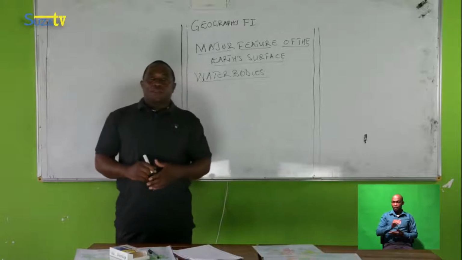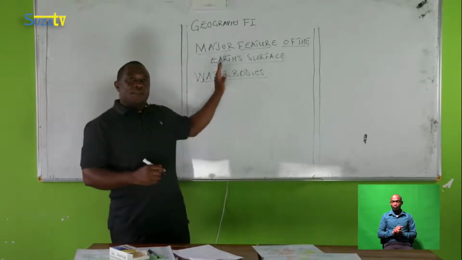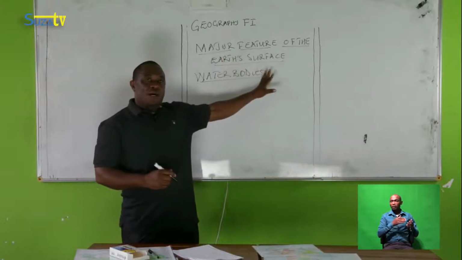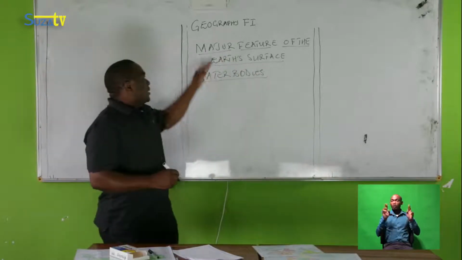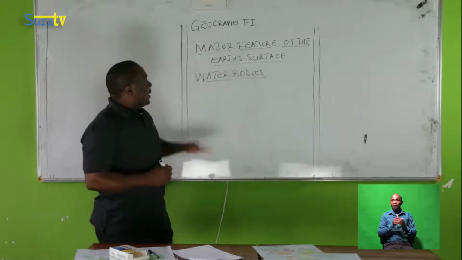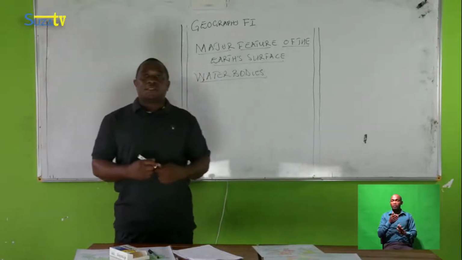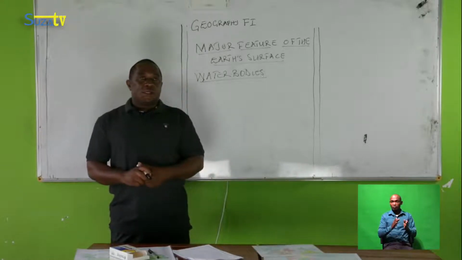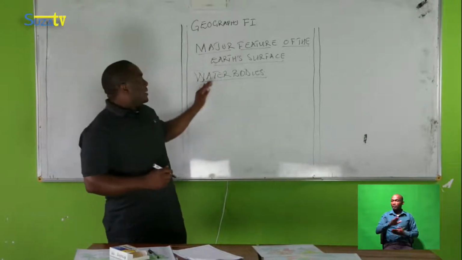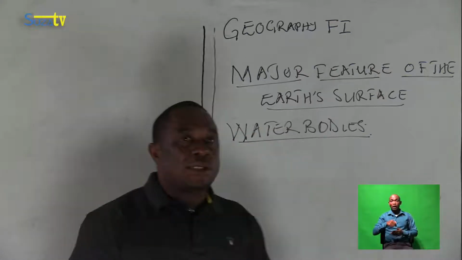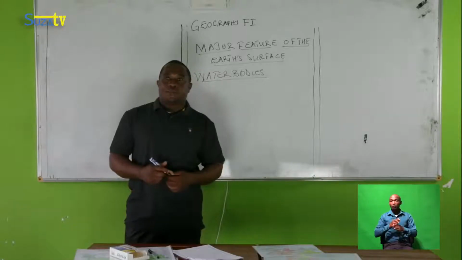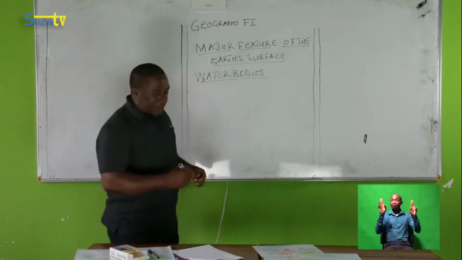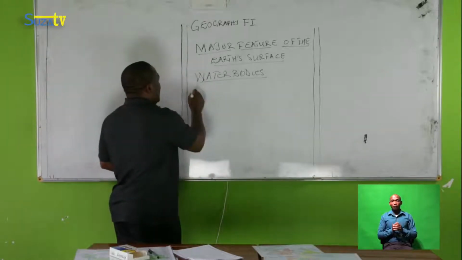My students, this is the continuation of our lessons. Our lessons began with the major features such as the continents and other features such as the mountains. So today, in our subtopic, we will discuss the water bodies. My students, at the end of our lesson, we will cover the following areas.